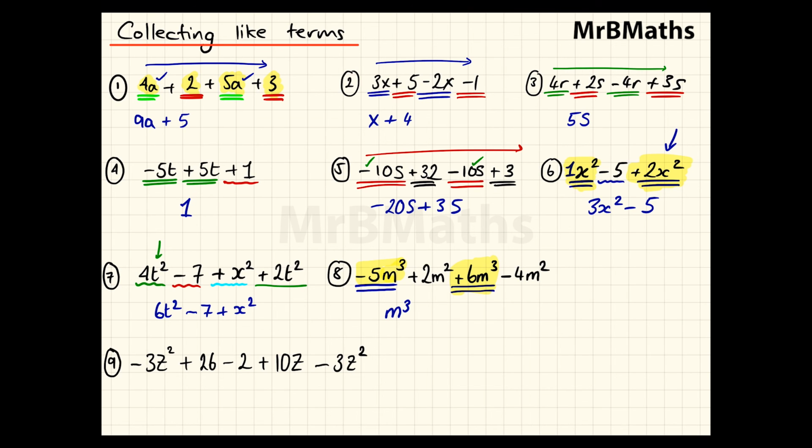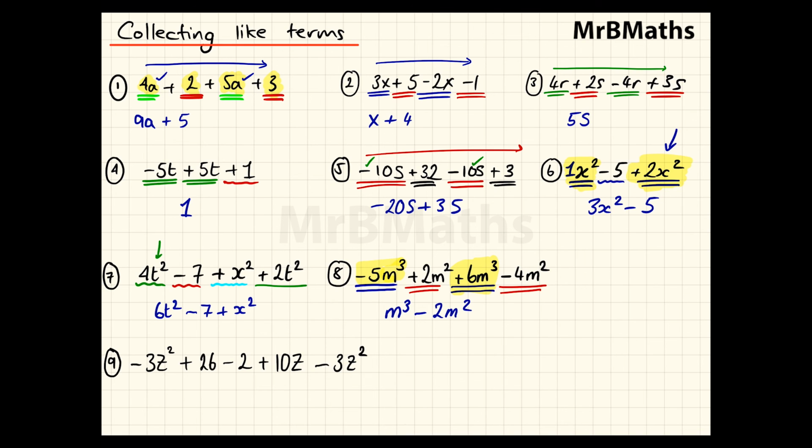Okay, I then move on to the next term, so 2m squared minus 4m squared. So if I've got 2m squared, take away 4m squared, I will have minus 2m squared. Okay, moving on to the last question. If you haven't paused it already, pause this now and give this question 9 a go. See if you can get the correct collection of terms.